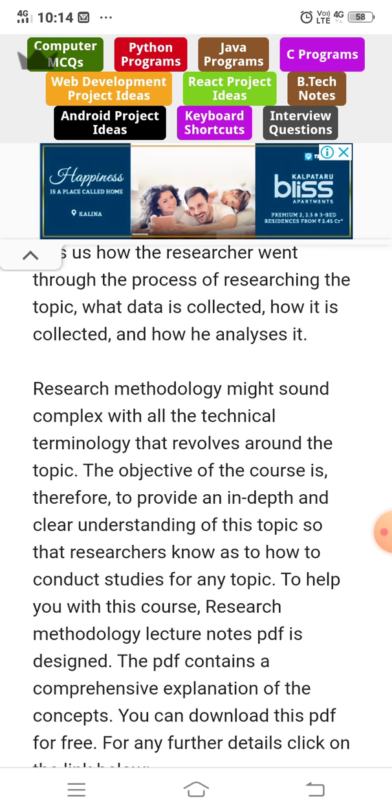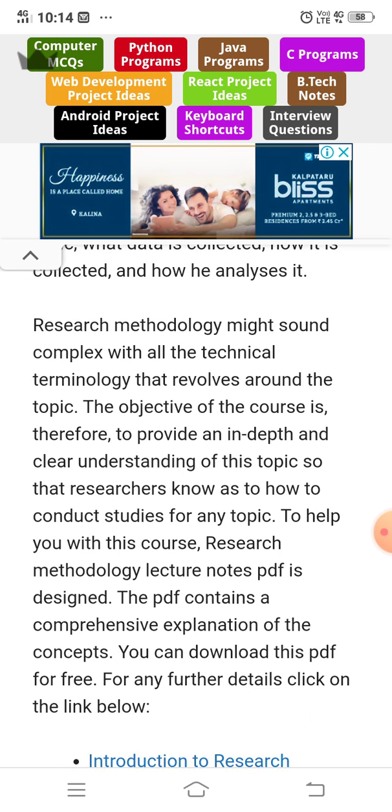The research methodology might sound complex with all the technical terminology that revolves around the topic. The objective of the course is therefore to provide an in-depth and clear understanding of this topic so that researchers know how to conduct studies for any topic.